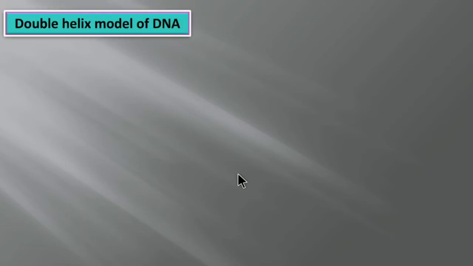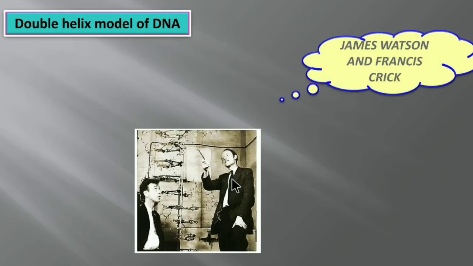This much we discussed in the last session. Let us move on to the structure of polynucleotide chain or double helix model of DNA. The double helix model of DNA was proposed by two biologists, James Watson and Francis Crick, in the year 1953.